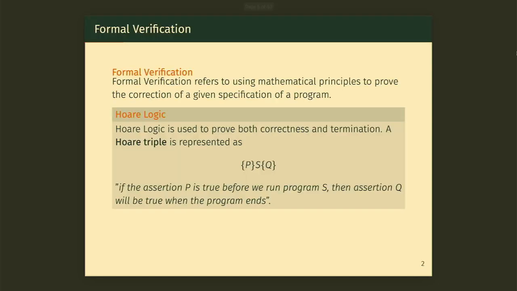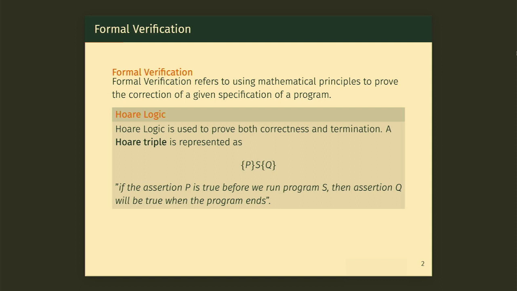Formal verification refers to using mathematical principles to prove properties of a program. Here in particular, we focus on Hoare logic. Hoare logic is usually used to prove correctness and termination of a program, and it makes use of a structure called the Hoare triple that's composed of a precondition, here represented by P, a program S, and a postcondition Q. It can be read as: if P is true before program S is executed, then postcondition Q will be true when the program ends.